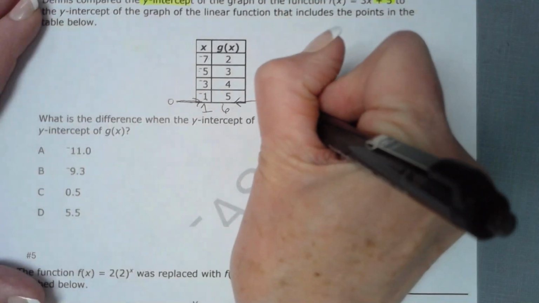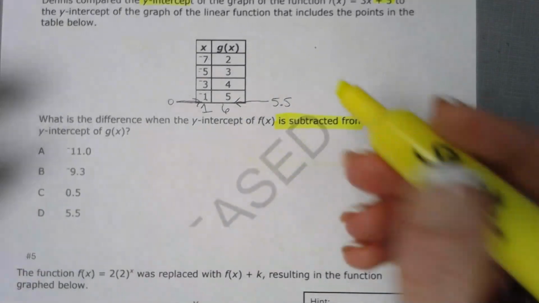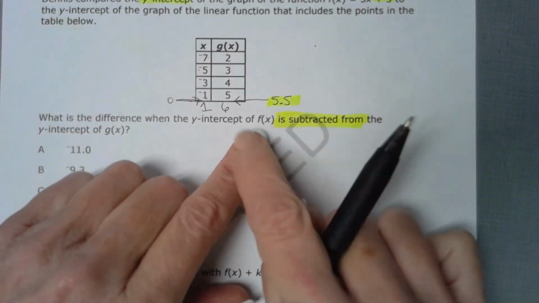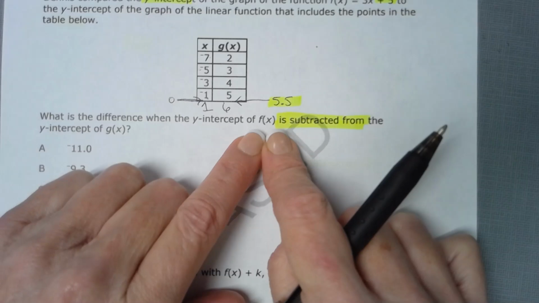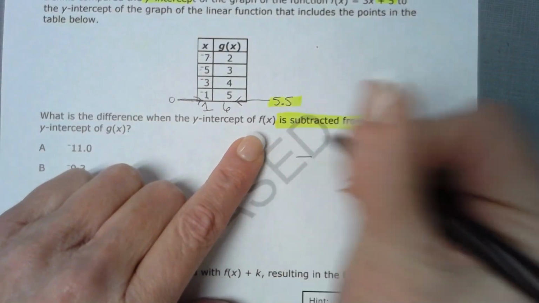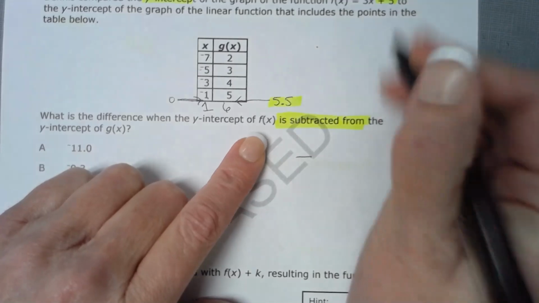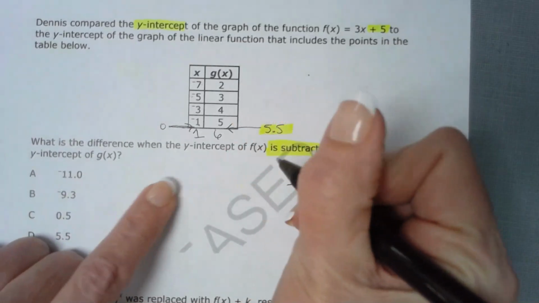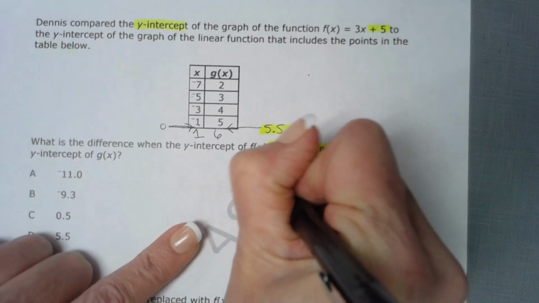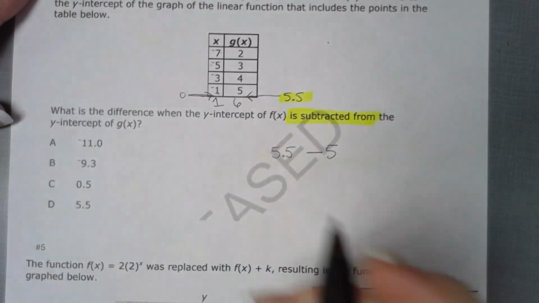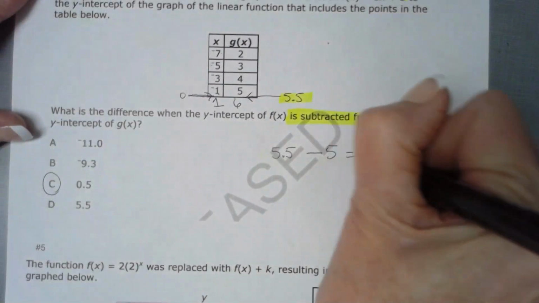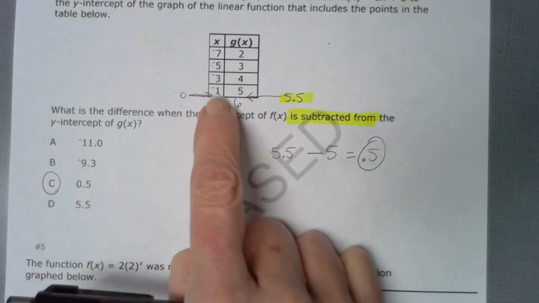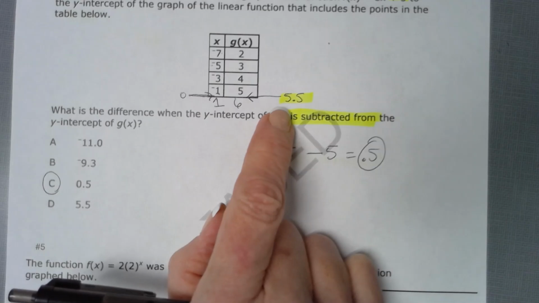So it's 5.5. Okay, so we've got 5 and we've got 5.5, and I'll tell you, subtracted from means switch the front to the back and the back to the front. So the f of x is the one being subtracted from, and the y-intercept of f of x is 5. Y-intercept of g of x is 5.5. And when I subtract 5.5 minus 5, I just get 0.5. Y'all, the hard part here is realizing you gotta work on this to get to your y-intercept in that table.